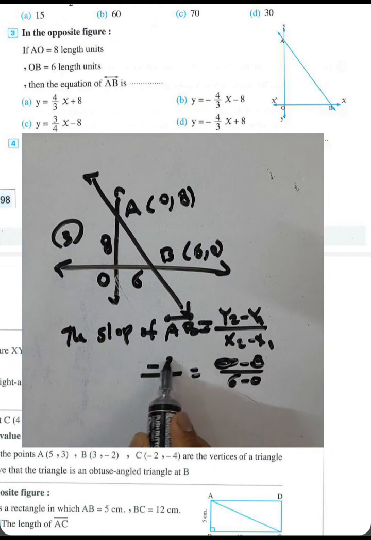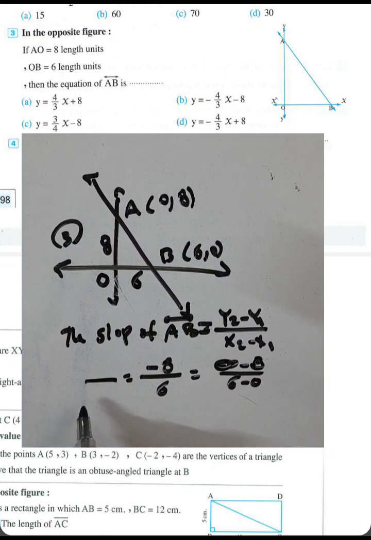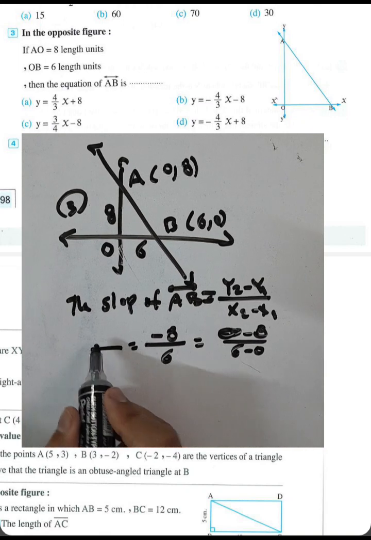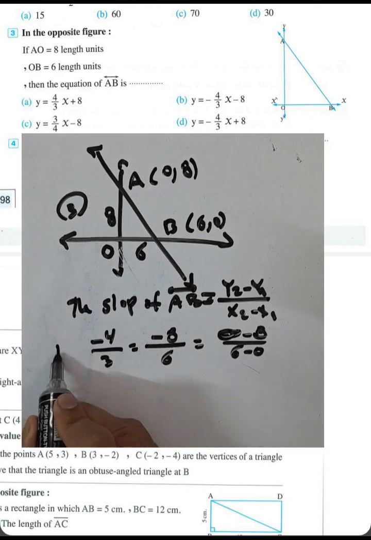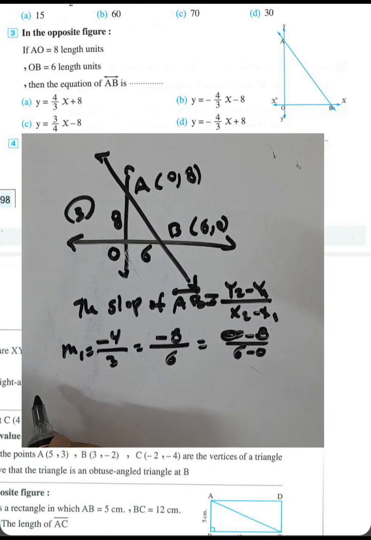The result will be negative 8 over 6, and you can simplify it by dividing numerator and denominator by 2. The result will be negative 4 over 3. It's the slope of this straight line.